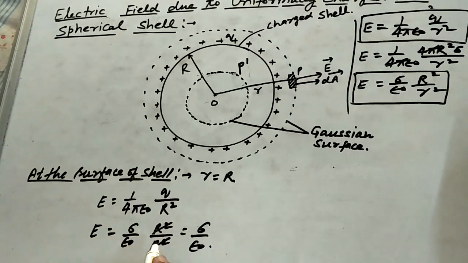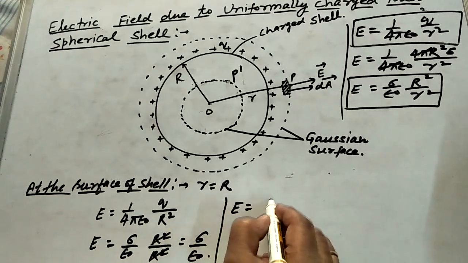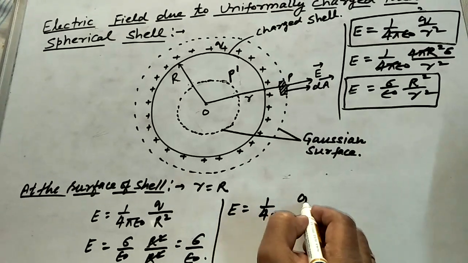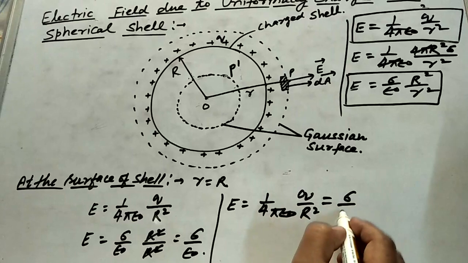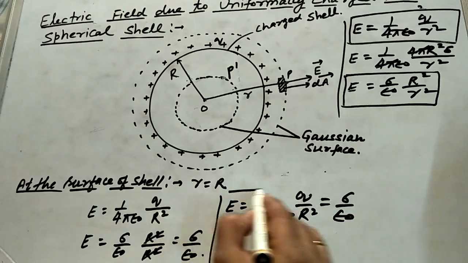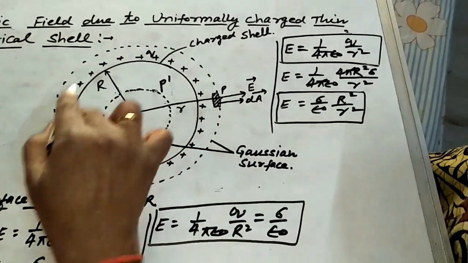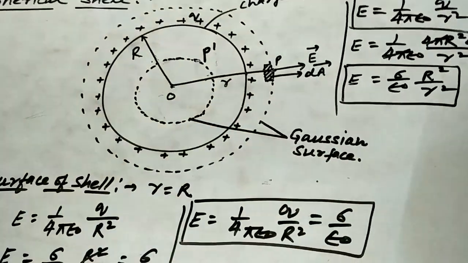So at the surface of the spherical cell, you can write E is equal to 1 upon 4 pi epsilon naught Q upon capital R square is equal to sigma upon epsilon naught. So in this way we can find the electric field due to a thin charged spherical cell at any point on the surface of the cell.